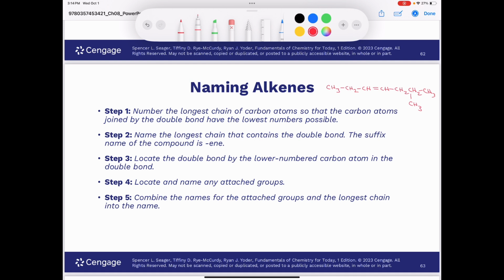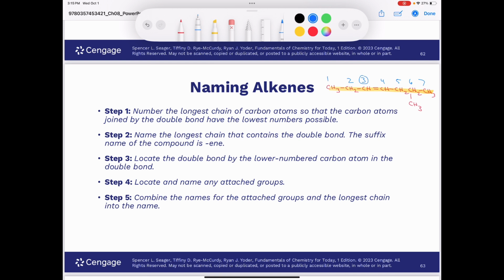The first thing it says is number the longest chain of carbons so that the carbon atoms joined by the double bond have the lowest numbers possible. Well, you can see that in the compound that I put here, this is obviously the longest carbon chain. And I'm going to want to start numbering from the left-hand side because I have 1, 2, 3, and 3 would be my first carbon with a double bond. Unlike if I was to number from the right-hand side, I'd have 1, 2, 3, 4, and 4 would be the first carbon with a double bond. Well, 3 is a lower number than 4, and so I'm going to number that longest chain starting on the left, 1, 2, 3, 4, 5, 6, 7. So that tells us that this compound is some kind of 3-heptene.